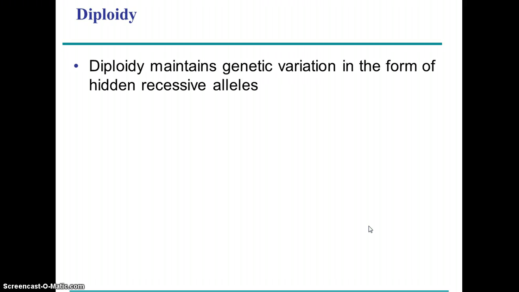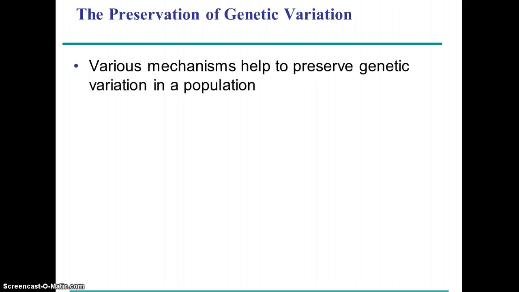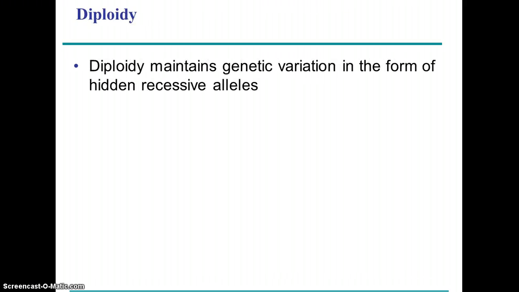Okay, preservation of genetic variation. What can keep genetic variation within a population? The diploid condition. When species have 2 copies of each chromosome, they will have 2 copies of each gene, 2 alleles, and that can help maintain genetic variation. Particularly think of recessive alleles. They can just sort of hide out and be masked by dominant alleles and not be selected against. They're just sort of there in that diploid, heterozygous condition.